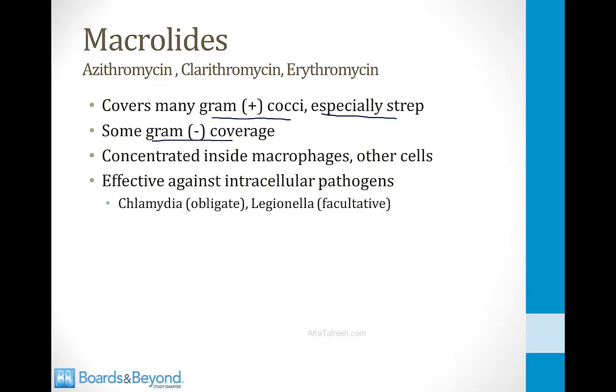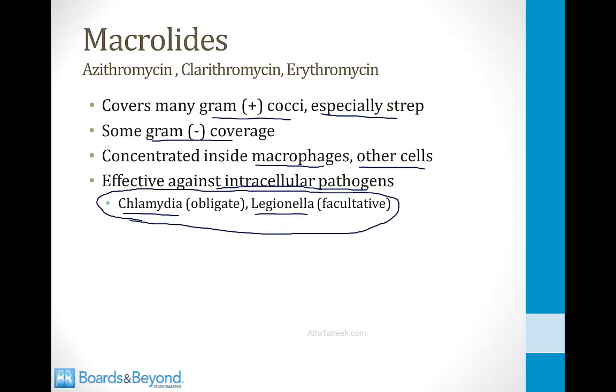They also have some limited gram-negative coverage, and very importantly, they're concentrated inside of macrophages and other cells. This makes them effective against intracellular pathogens like chlamydia, which is an obligate intracellular pathogen, and Legionella, which is a facultative intracellular pathogen. And you may recall that both of these bacteria are causes of atypical pneumonia, and this makes macrolides good drugs to cover pneumonia because they cover strep and they also cover the atypical causes of pneumonia.